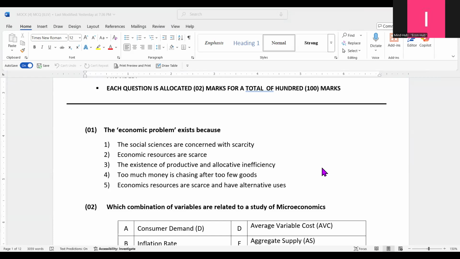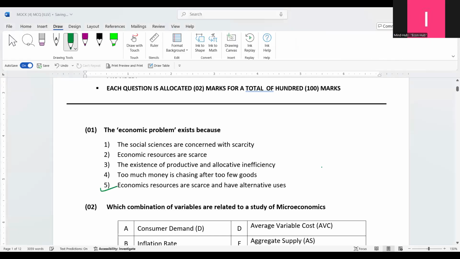Economic resources are scarce and have alternative uses. Number 2 also talks about economic resources being scarce, but just because economic resources are scarce, we might not face an allocation choice, we might not face an unavoidable choice, and that might not lead to opportunity cost. So if we are to select the most appropriate answer, then that would be number 5.